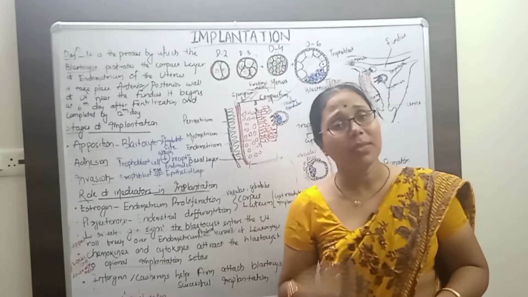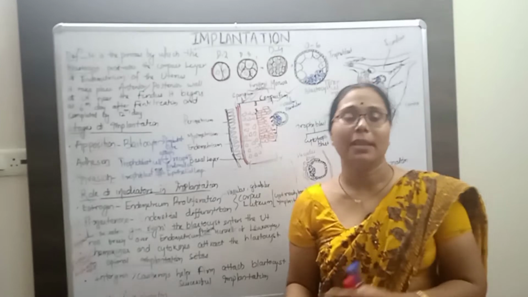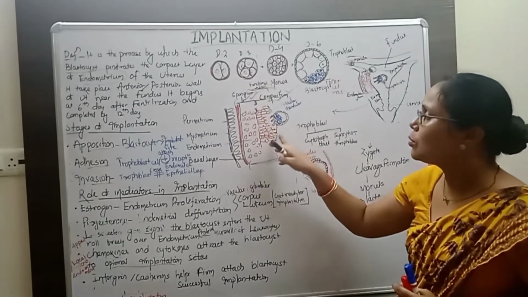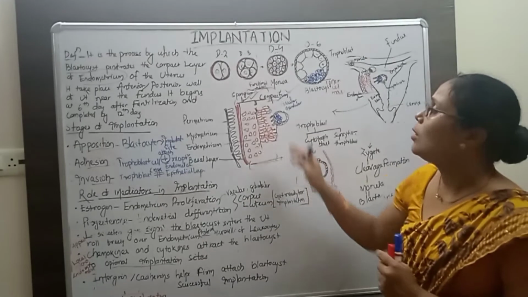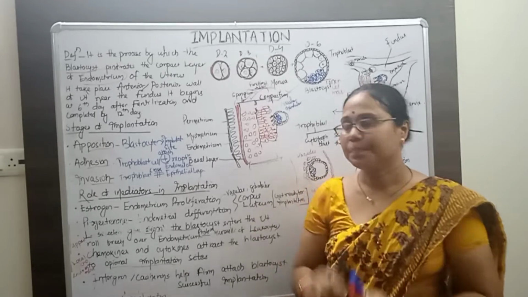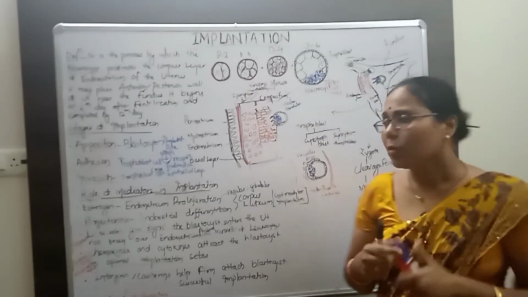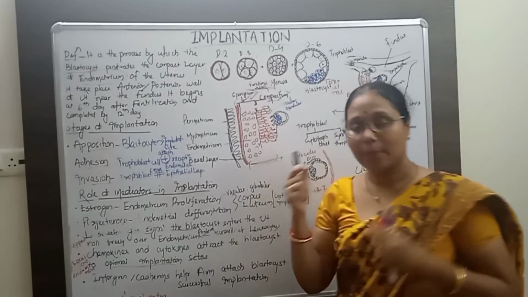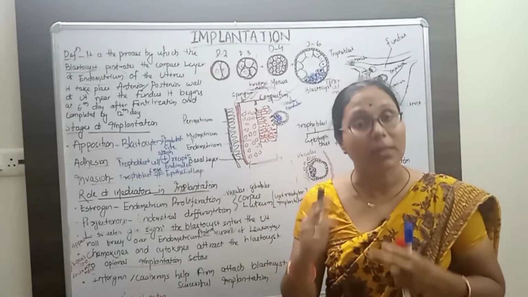And again this endometrium is divided into 2 layers, one is the basal layer and another is the functional layer. In the functional layer we see 2 layers again. One is the compactum and another one is the spongiosum. This is called the functional layer because in these 2 layers the implantation process takes place.